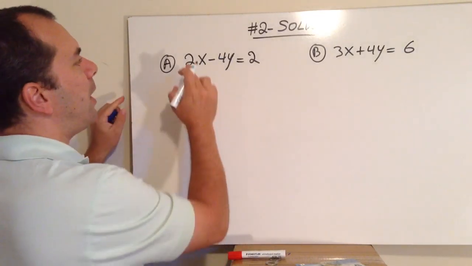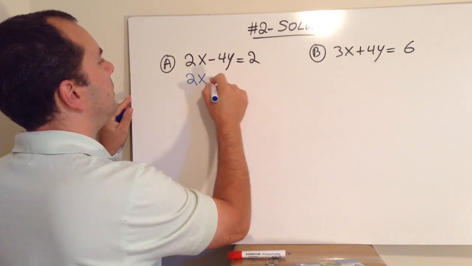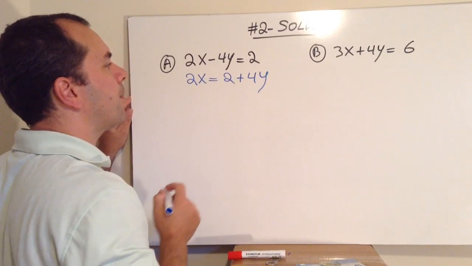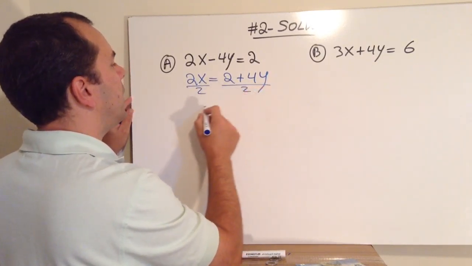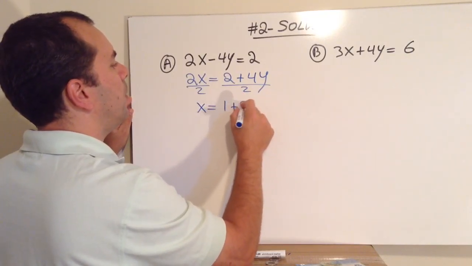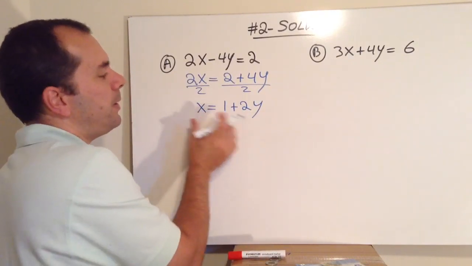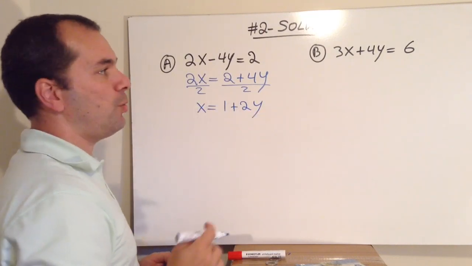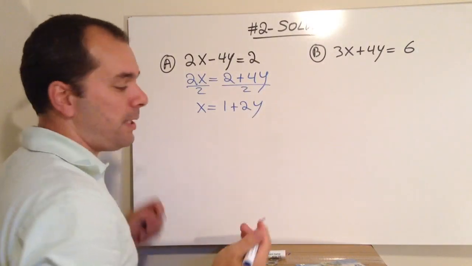So before I start, I'm going to isolate this x. So 2x is equal to 2 plus 4y, and then divide both sides by 2. And I get that x is equal to 1 plus 2y. I know that the value of x is equal to 1 plus 2y, so what I'll do is replace that x right there with 1 plus 2y. And here's how we do it.